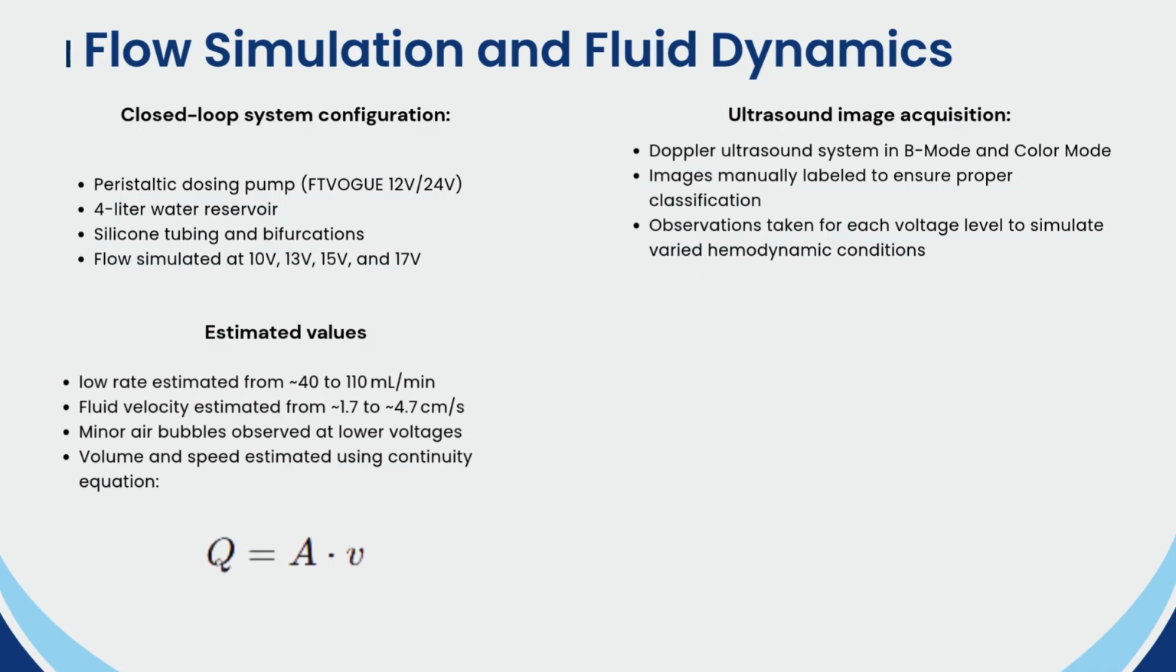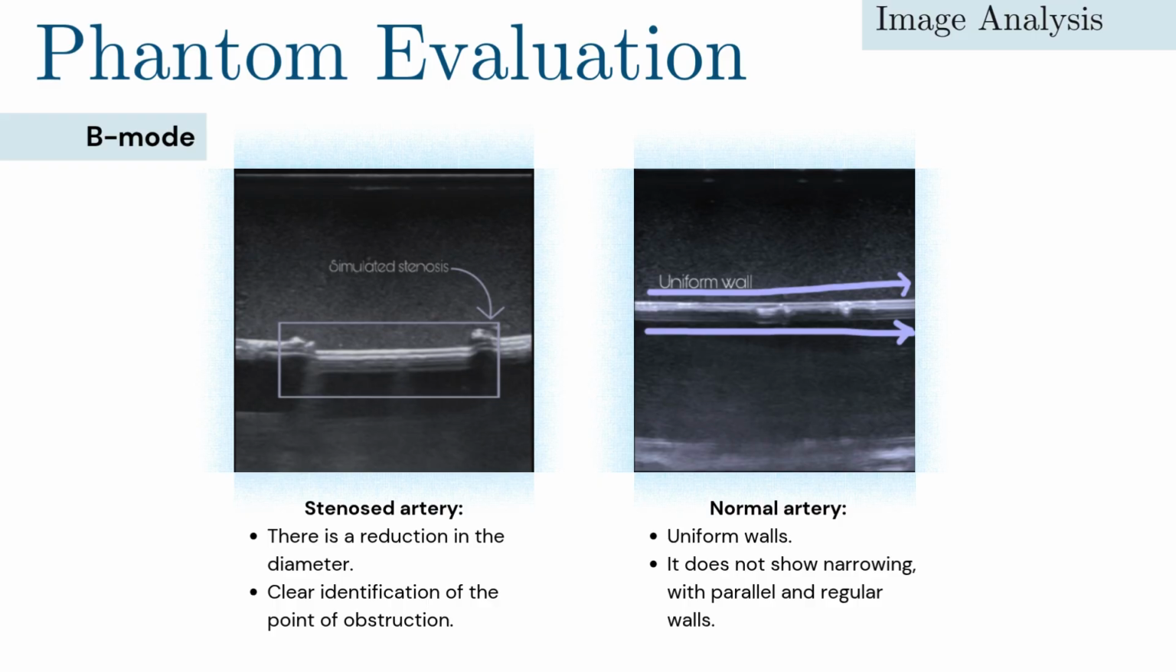In vivo imaging, we observed a clear structural difference between the healthy and stenosed vessels. The stenosed artery shows a reduced diameter and a visible obstruction, while the normal artery has uniform parallel walls without narrowing. This confirms the phantom's ability to replicate anatomical variations relevant to vascular diagnosis.